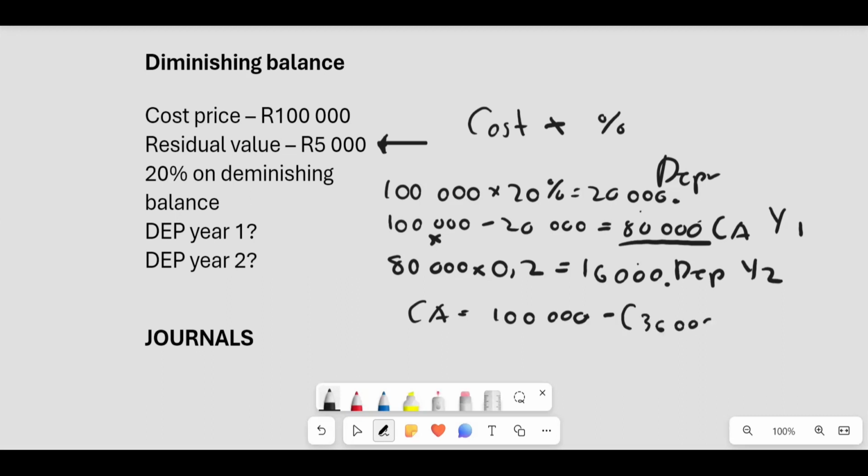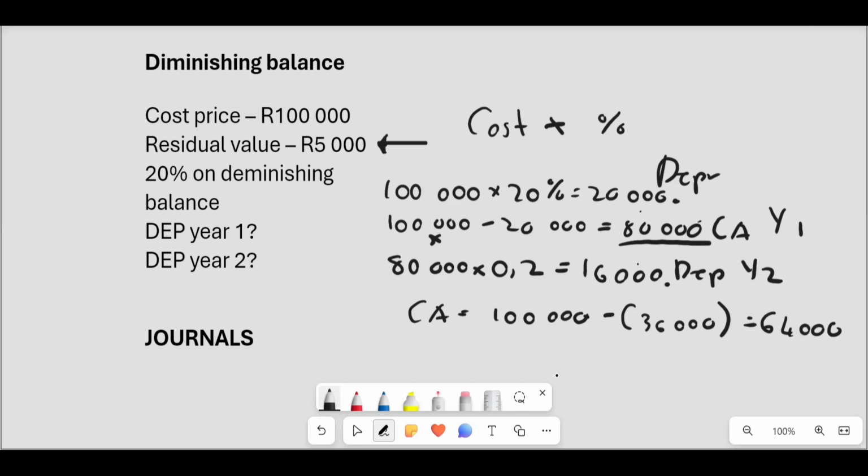Yes, because 20,000 plus 16,000 is 36,000. Okay, perfect. And then your balance would be your carrying amount. So therefore, 100,000 minus 36,000 would give you 64,000.